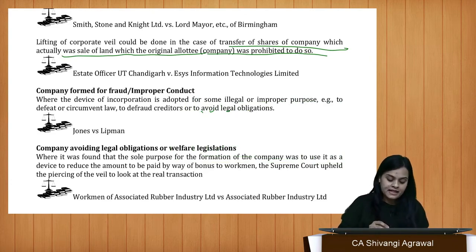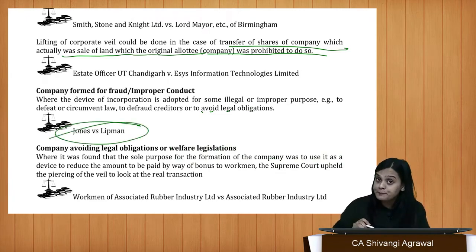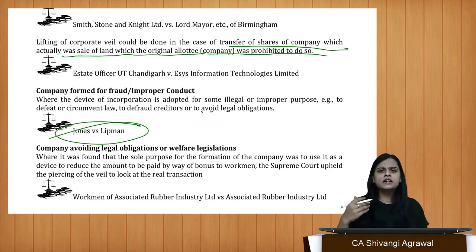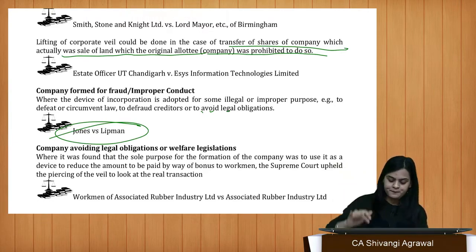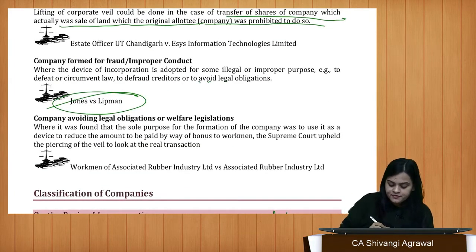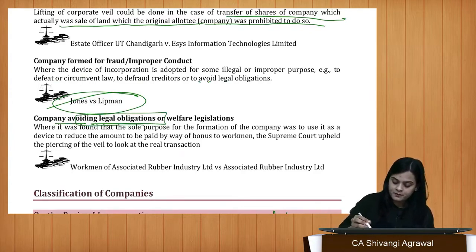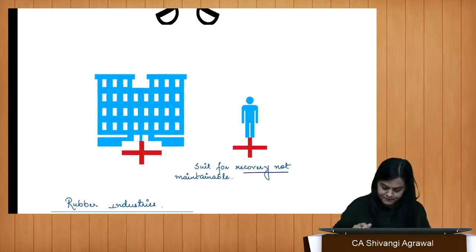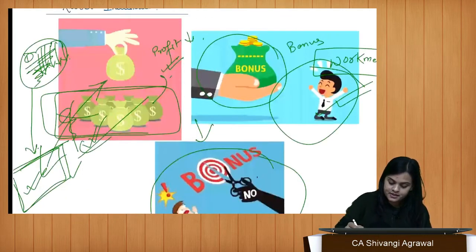Okay. Next is the case of fraud, Jones versus Lipman. If you form any company for just defrauding someone, the corporate veil will be lifted. And lastly, if the company is trying to avoid legal obligation of welfare legislation, we have the Associated Rubber Industries case.